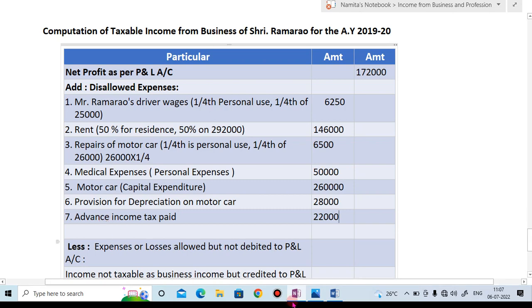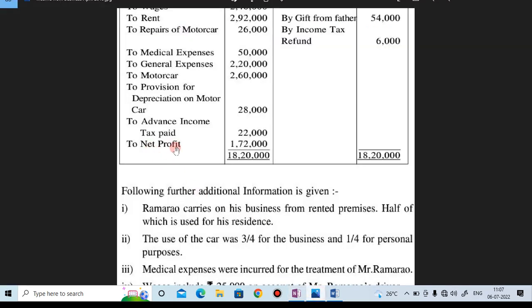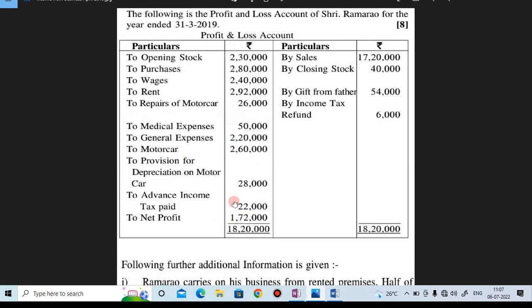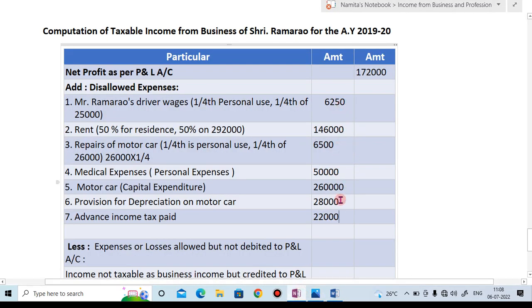22,000. Okay. Now next is what? Net profit we have already taken into consideration. Now all the disallowed expenses we have identified from the profit and loss account. So next, we have to total all this. We have to add all disallowed expenses. So add all these disallowed expenses, you will get the total.